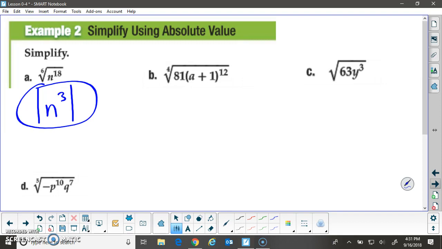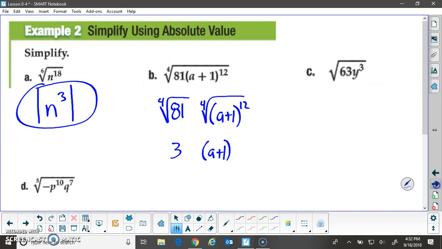Moving on to letter B. I'm going to break this apart. We've got a fourth root of 81, and we also have the fourth root of the expression a plus 1 to the 12th. So if you take the fourth root of 81, that gives us a 3. And if you take the fourth root of a plus 1 to the 12th, it would give us a plus 1 to the third, because 4 goes into 12 3 times. But in this situation, again, we took an even root, fourth root, and got an odd exponent. So I need to have absolute values around that expression to ensure that it's positive.